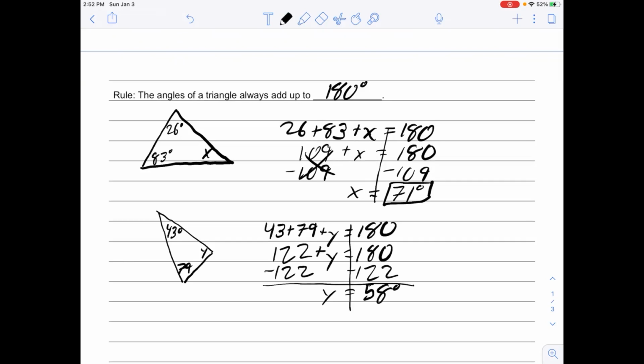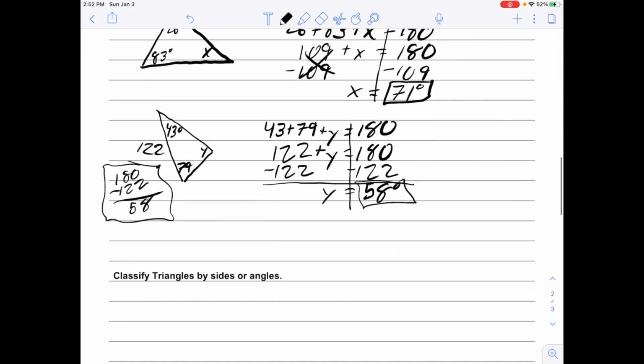Some people don't like to show this much work. They like to say, okay, 43 plus 79, I know that's 122. And just do 180 minus 122 right away. If you see that and you're like, yep, that totally makes sense to me, then it's totally fine for you to just solve it like that. But if you need to walk through it a little more carefully and make doubly sure that you're correct, then this way over here looks a little longer, but it's really the exact same thing.